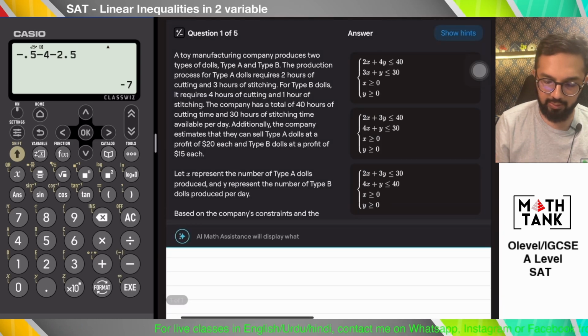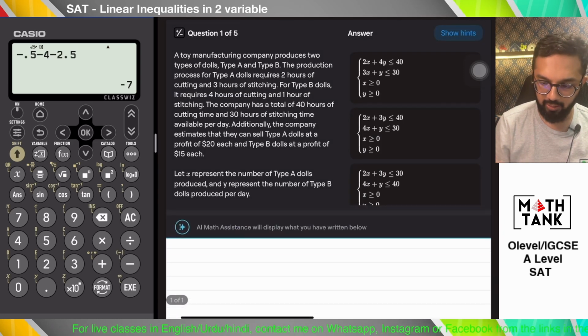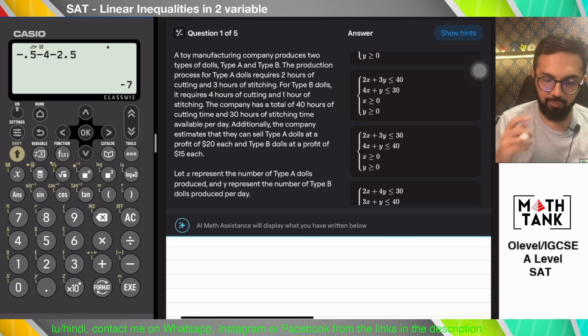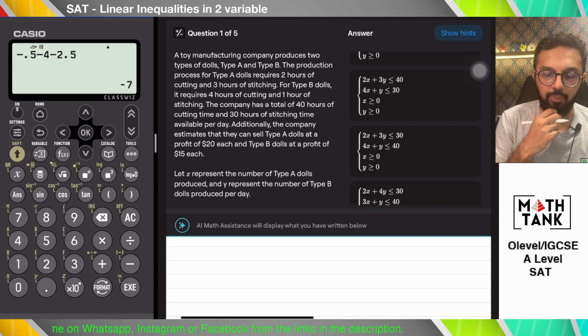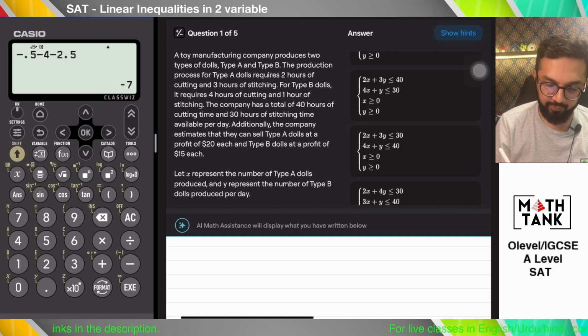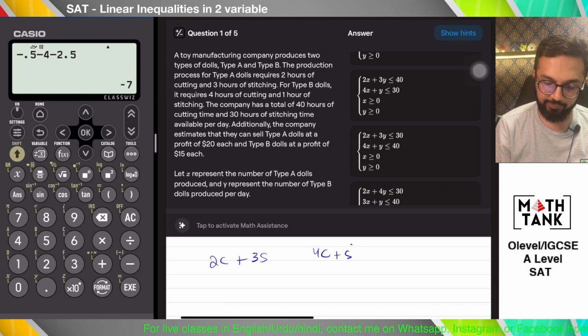More hard questions. Let's do this. This is a long question and we'll have to read through this. It says a toy manufacturing company produces two types of dolls, type A and type B. The production process of type A dolls requires 2 hours of cutting and 3 hours of stitching. For type B dolls, 4 hours of cutting and 1 hour of stitching.